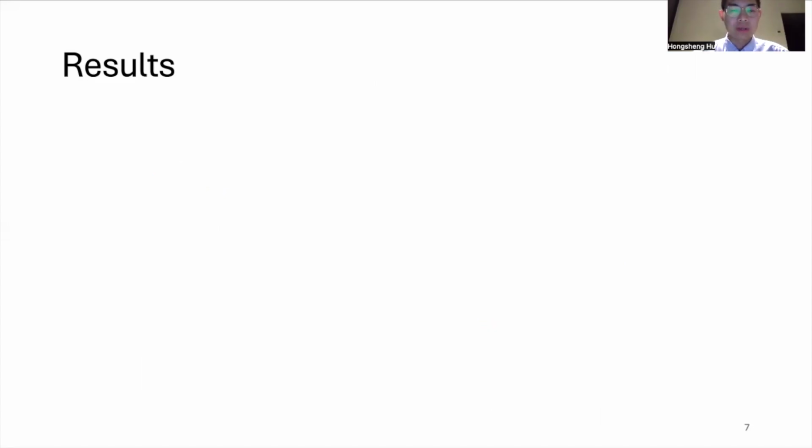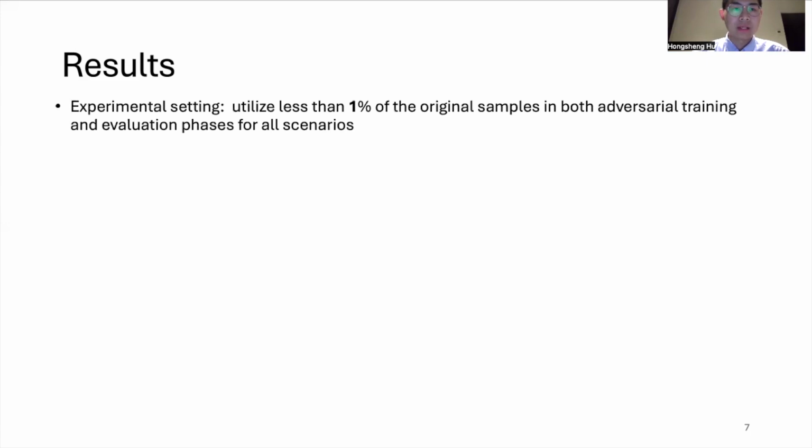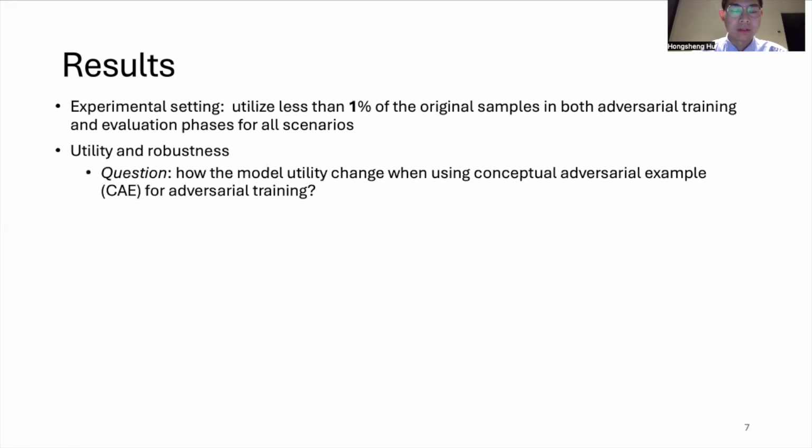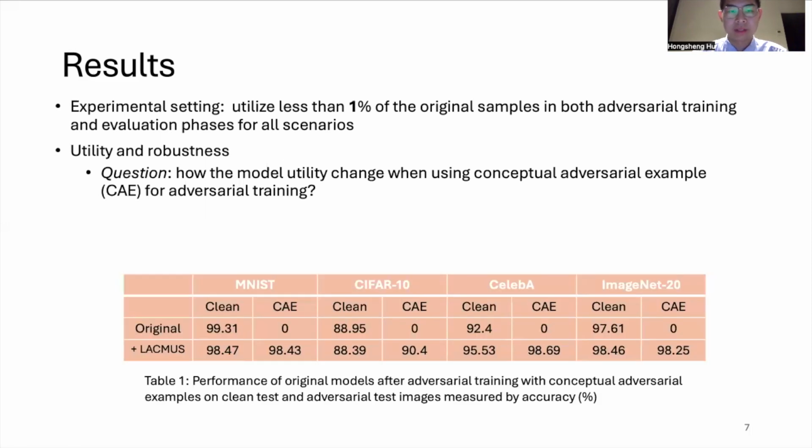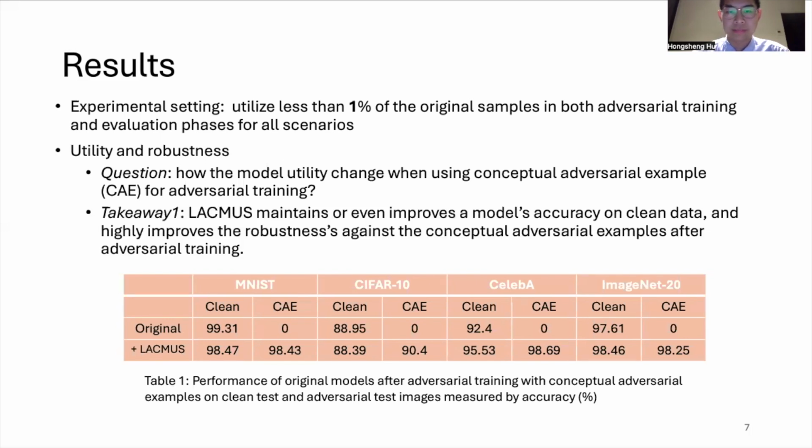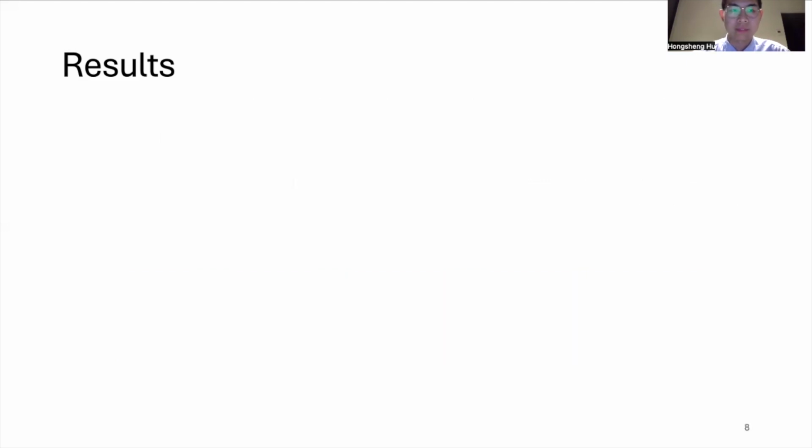Now let me introduce the experimental results of LACMUS. In the experiment setting, we only utilize less than 1% of the original training samples in both the adversarial training and evaluation phases for all scenarios. The first experiment investigated the utility and the robustness of the model. The research question we asked is how the model utility changes when using conceptual adversarial examples for adversarial training. Table 1 shows the performance of the original model after adversarial training with conceptual adversarial examples on clean test and adversarial test images, measured by accuracy. As we can see from this table, the takeaway is LACMUS maintains or even improves a model's accuracy on clean data and highly improves the robustness against the conceptual adversarial example after adversarial training.